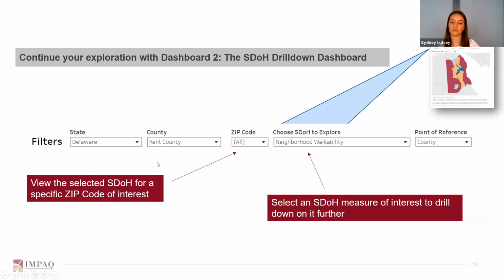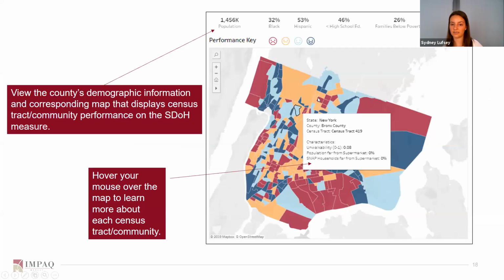And this would allow you to really drill down into a specific SDOH of interest, in this case, walkability, and get a better understanding of the specific communities such as Kent county's demographic information, and how they rank on walkability. And here's the map and how it does that. Again, you can hover your mouse to get a better picture of a specific census tract.